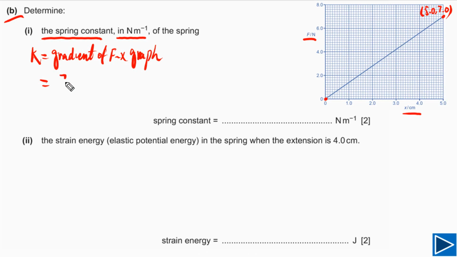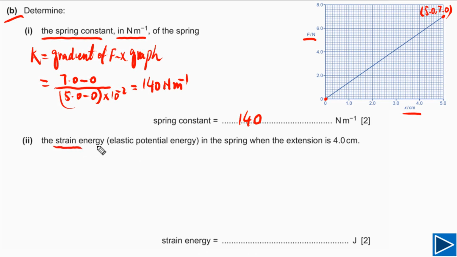Now we can find the gradient, that is equal to 7.0 minus 0 divided by 5.0 minus 0, but this is in centimeters, so we have to multiply with 10 to negative 2. If we solve this, our final answer will be 140 newtons per meter. So this is our final answer. Let's move on to second part.